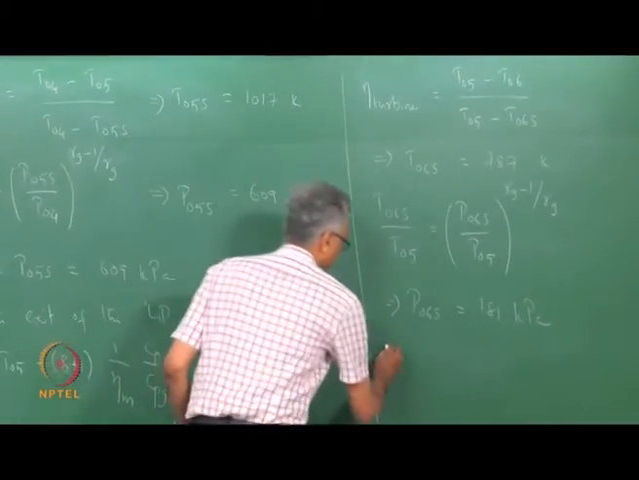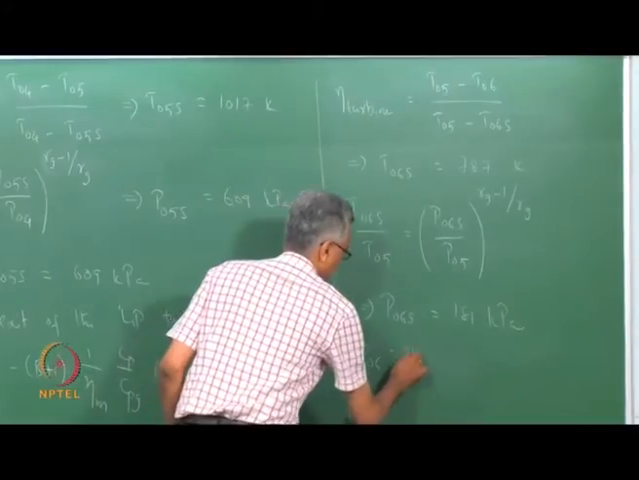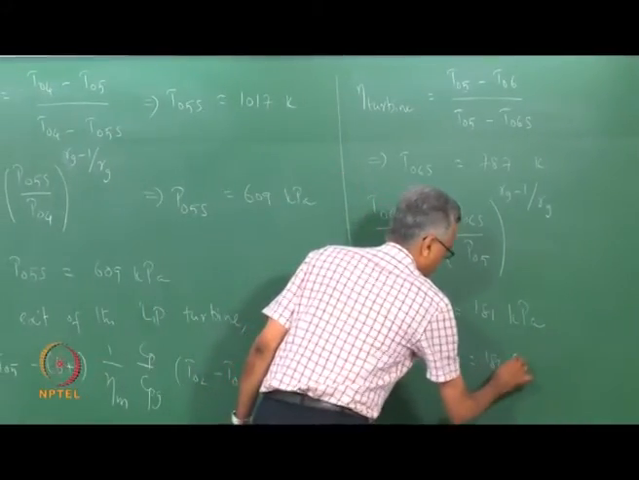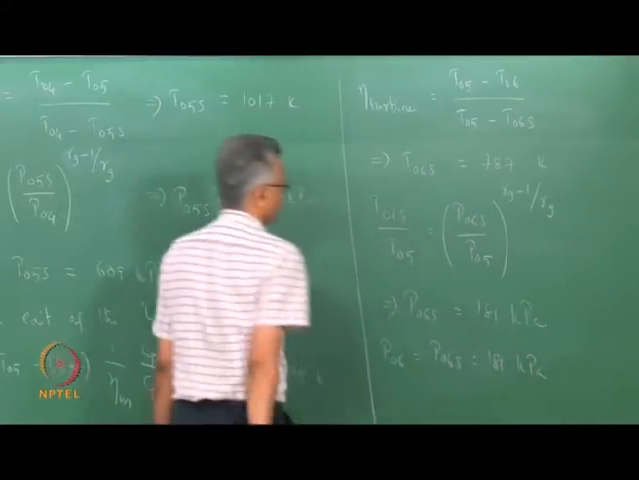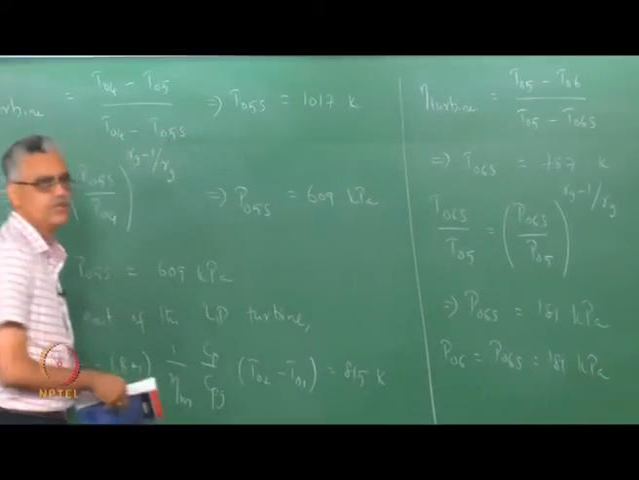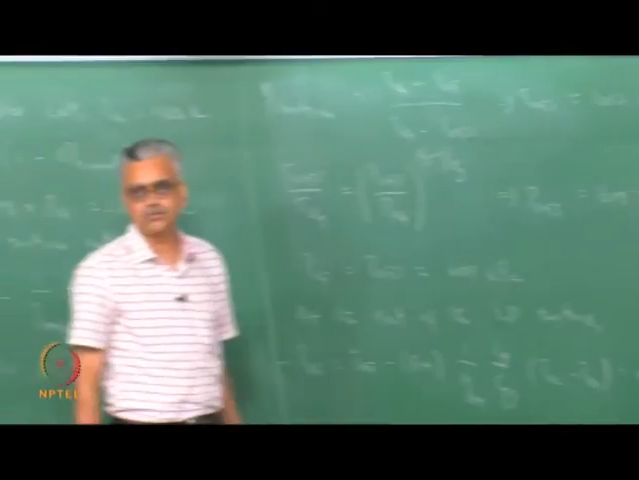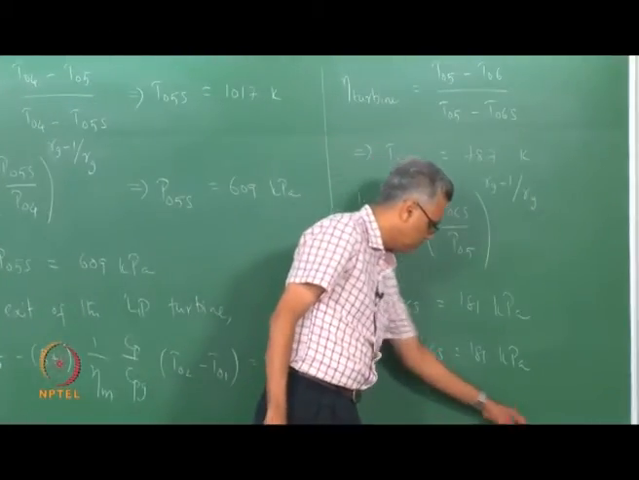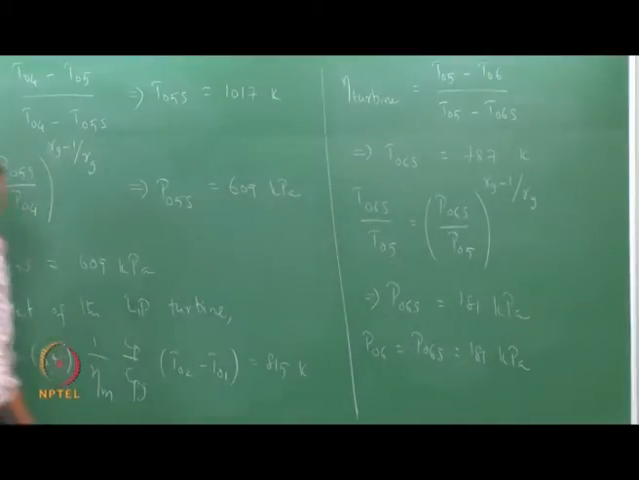And since P06 is equal to P06s, we have now completed this state also. So, this is 181 kilopascal. So, we have T06 and P06. Now we need to move on to the hot nozzle, right. We have completed the calculation for the other components. Let us do the hot nozzle.